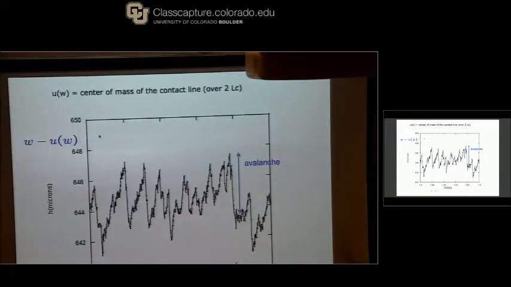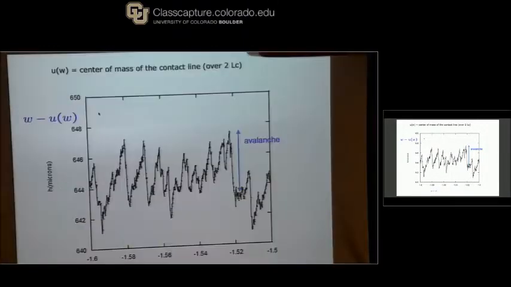You can see it even better if you plot the position of the center of mass of the contact line over some length scale. Here it's plotted against W, where W is V times T. V is the speed at which you increase the level of your water, so it's an imposed average velocity. And this is the difference between the center of the parabola and the actual position of the center of mass of the interface. Because it's written W minus U of W, when it's going up like this, it means U is stuck, essentially, and it goes proportionally to W. Then when there is a jump forward of U, there is this going down here. So these are really the avalanches, and you see that they occur at all scales.